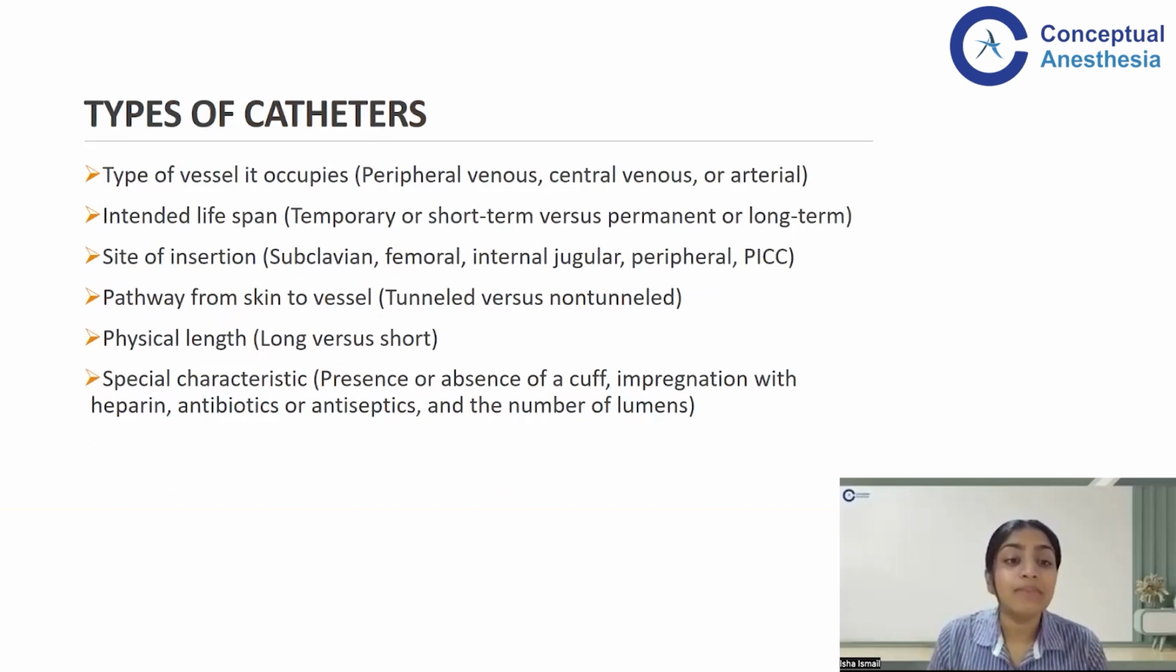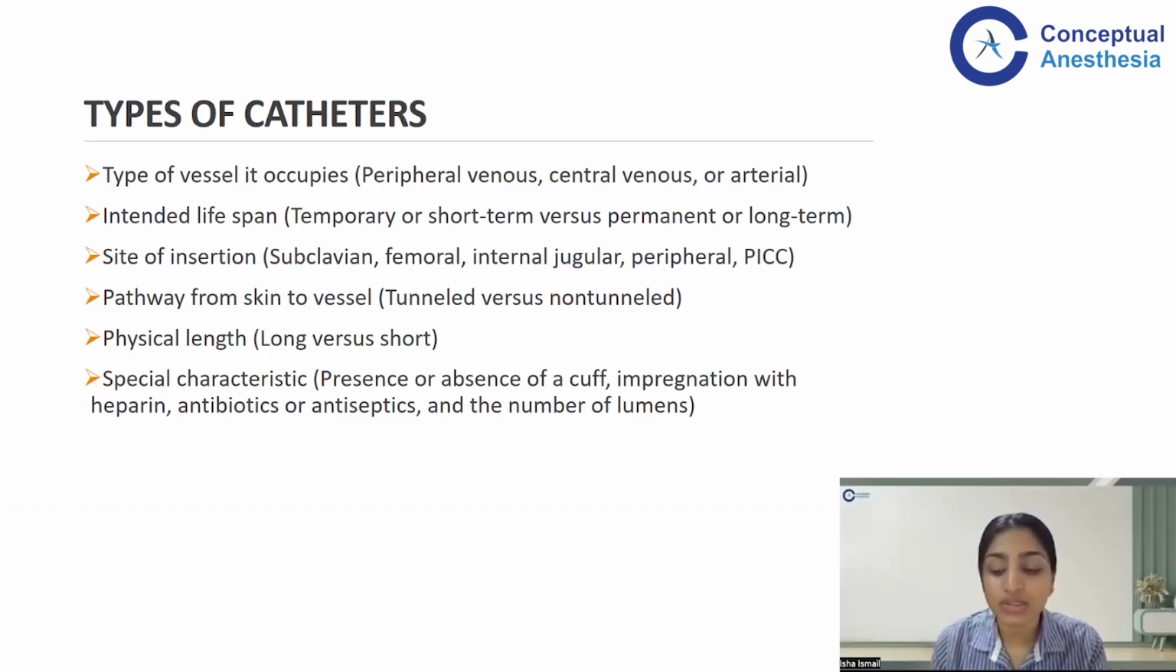Now, when we come to the types of catheters, they can be classified based on the vessel that it occupies. Is it peripheral, central, or arterial? How long is it going to stay within these vessels, whether temporary or permanent? Also, the site of insertion. Is it going to be in the subclavian, femoral, IJV, peripheral? How is it going to reach the vessel? Through the skin in a non-tunneled fashion, or is it going to be tunneled to begin with? And how long is it, whether it is a long or short one? And other special characteristics, whether it is heparin impregnated, if it has antibiotics within the lumen itself, the number of lumens that are there, all these will tell you the different types of catheters that are there.